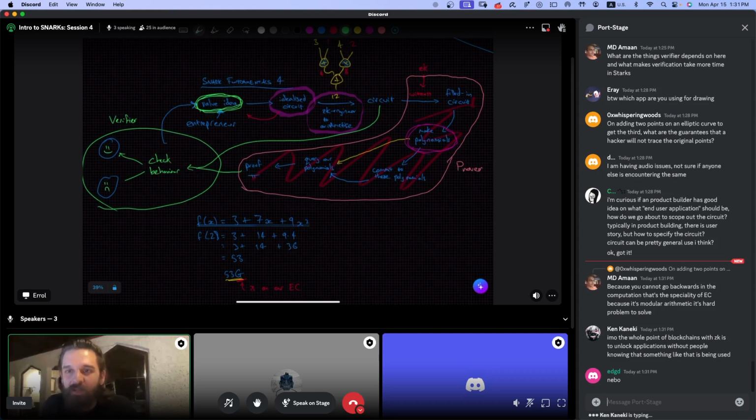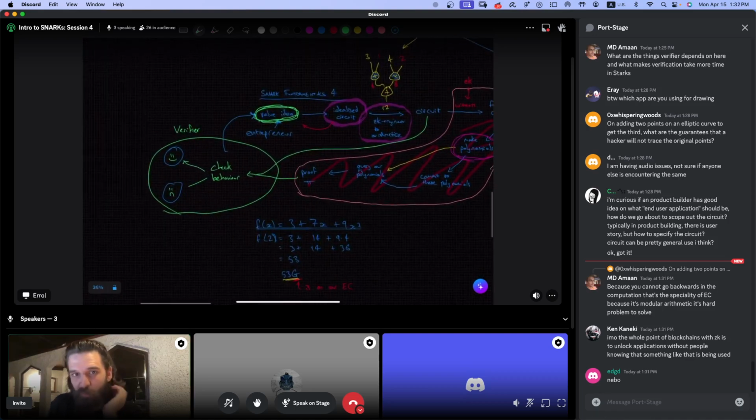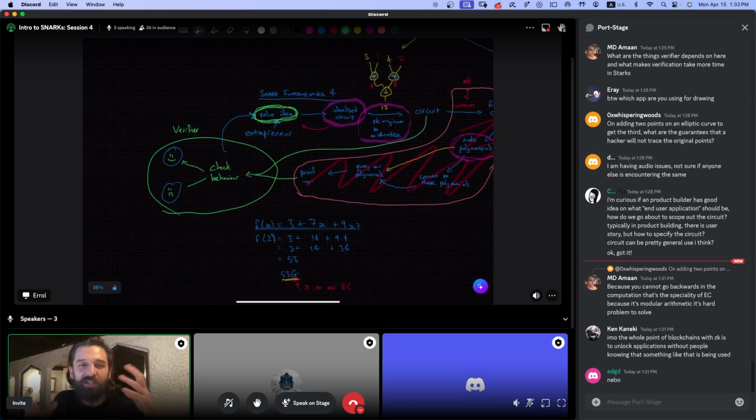Question: adding 2 points in an elliptic curve to get the third, what are the guarantees that a hacker will not trace the original points? Yeah, so you can't trace it. If you just add 2 points to get a third, you can't get back to the originals because it's literally unsolvable given just that information. If the field is size p, then there are basically p many solutions, and there's no way to distinguish between them.